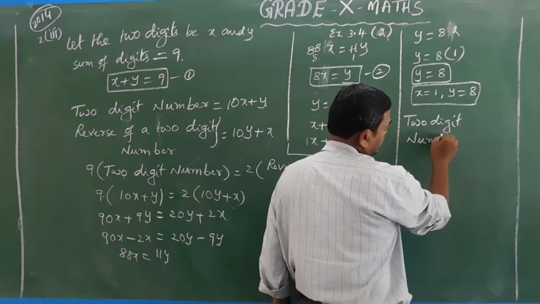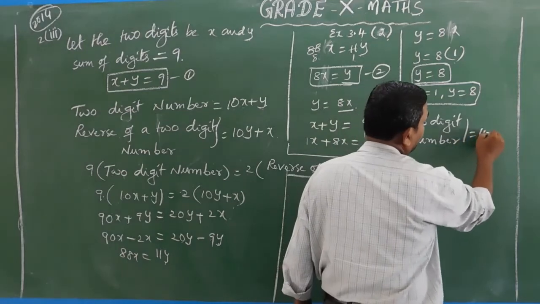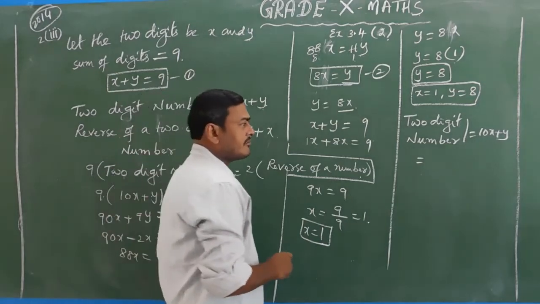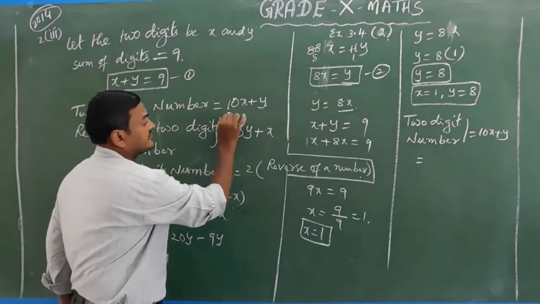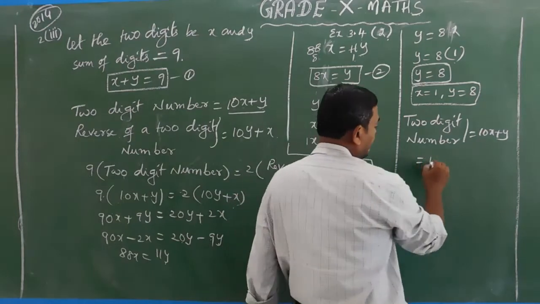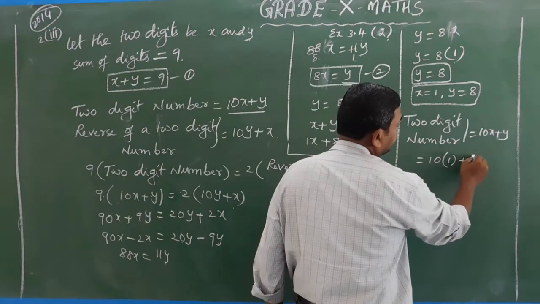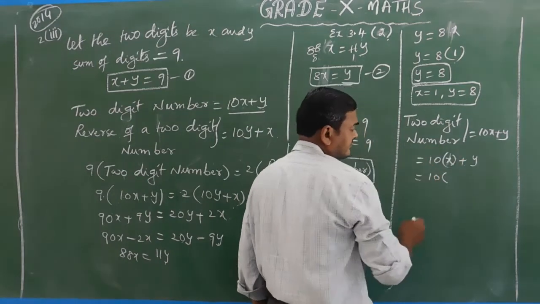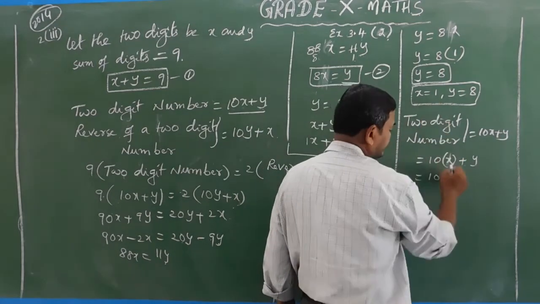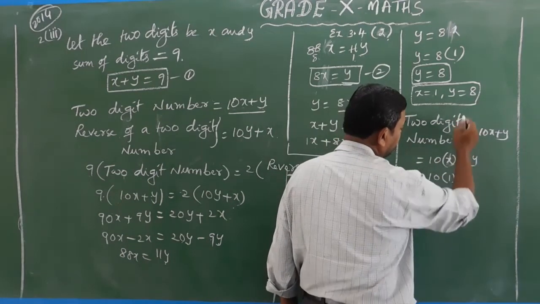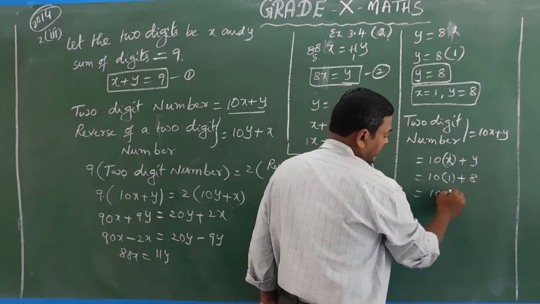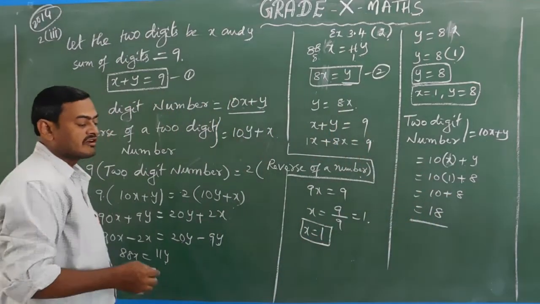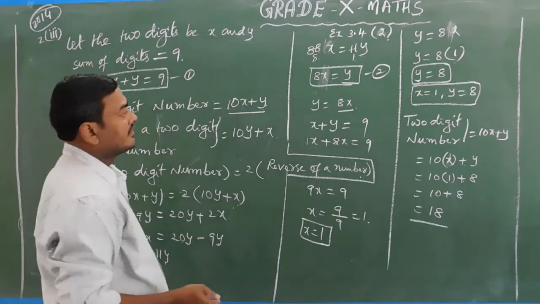Now here finally we can write a 2-digit number. 2-digit number equal to 10x plus y. General form of 2-digit number is what we take already, 10x plus y. Now 10 into 1 plus y, that equal to 10 into x plus y. X equal to 1 plus y is 8, that equal to 10 plus 8, that equal to 18. So the 2-digit number is 18.